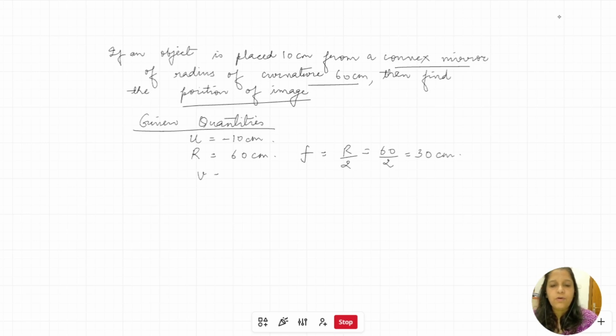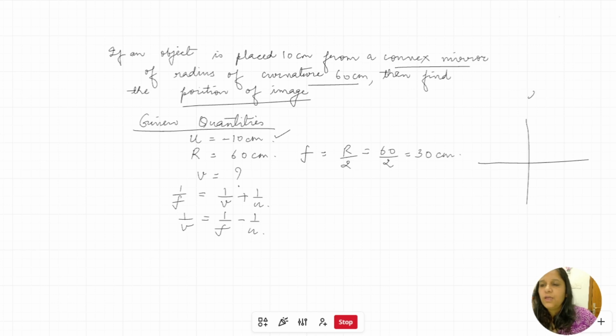We have to find the value of V. The mirror formula is 1 by F is equal to 1 by V plus 1 by U. We already have the values of U and F. So 1 by V is equal to 1 by F minus 1 by U. Now here U is taken as negative. Why is U taken as negative? If you see the sign convention, this is the 2D Cartesian plane. You have X, X dash, Y and Y dash. Here you have all positive values and here you have all negative values.